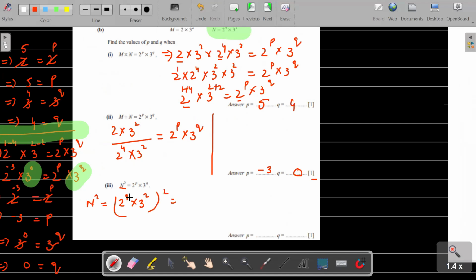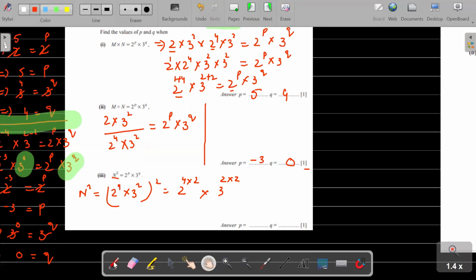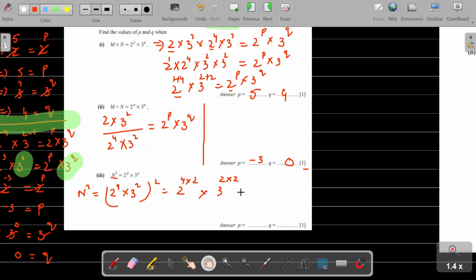N square. Whenever there is a power of power, the powers are going to multiply individually, with the outer power applied on each term present in the bracket. It will be written as 2 raised to power 4 times 2, which is 8. Same way, 3 raised to power 2 times 2 is 4. Now let's compare this with 2 raised to power p times 3 raised to power q. The procedure is the same.